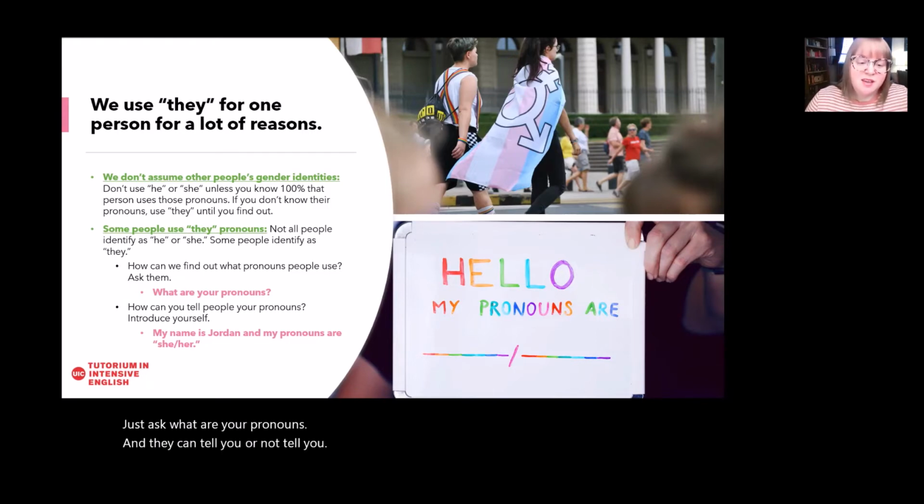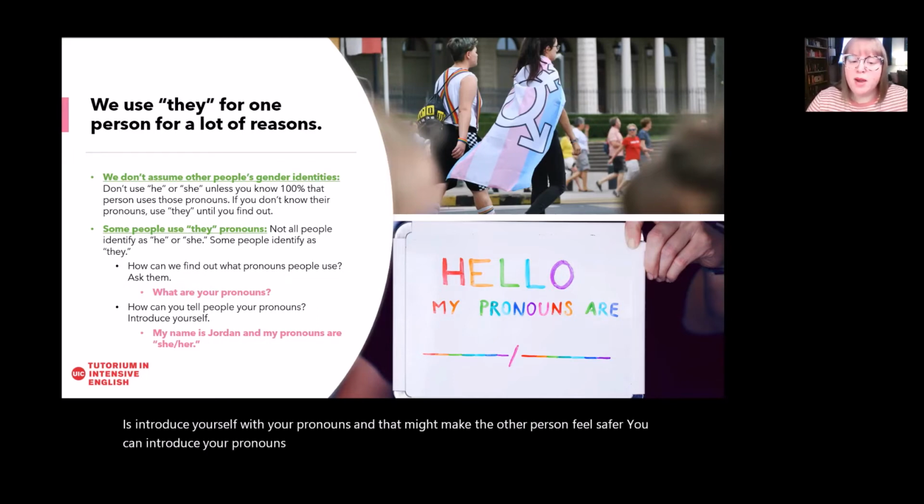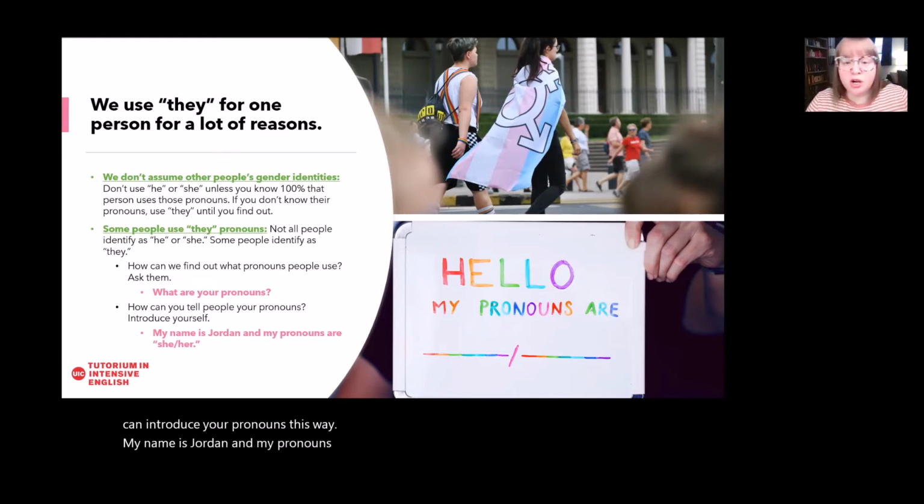Anyway, another thing that you can do is introduce yourself with your pronouns, and that might make the other person feel safer. You can introduce your pronouns this way. My name is Jordan, and my pronouns are she, her. You could also use he, him, they, them. There are other options, but these are maybe the three most popular.